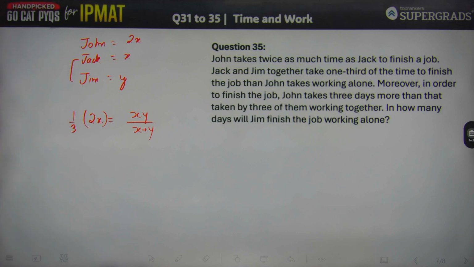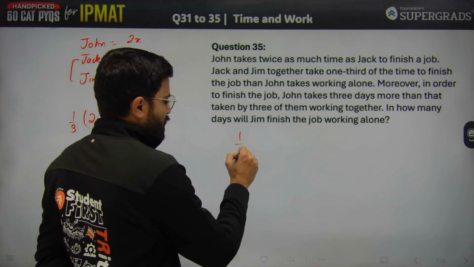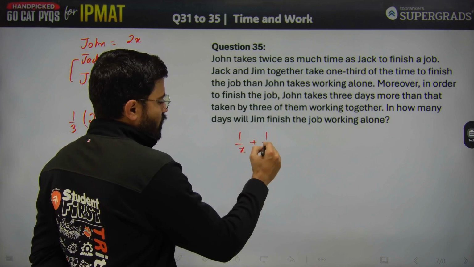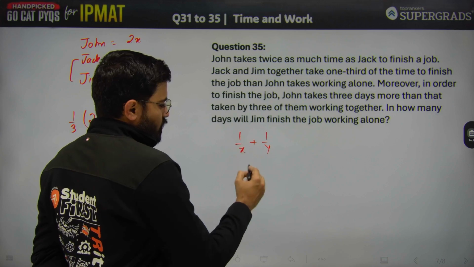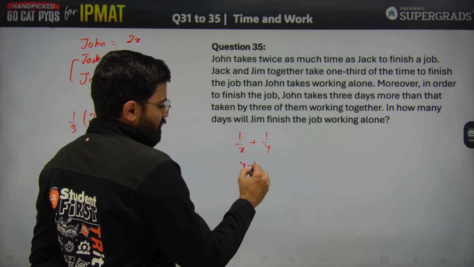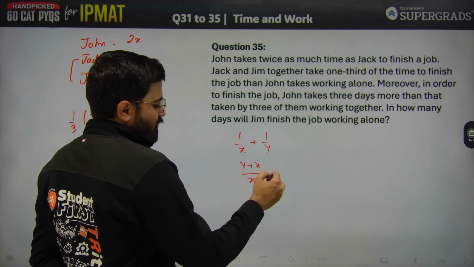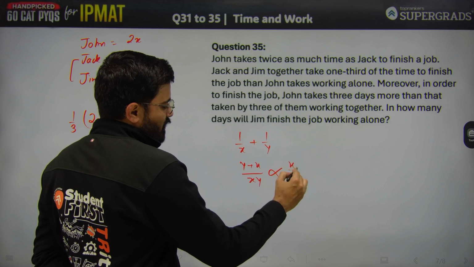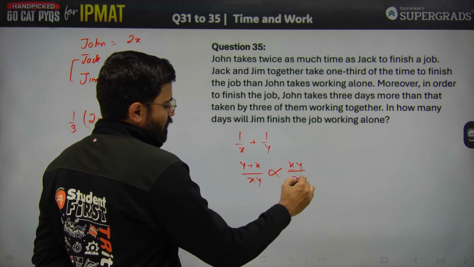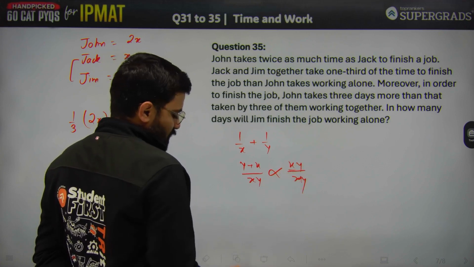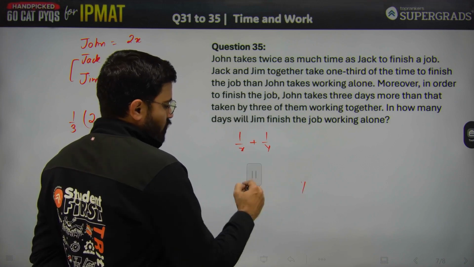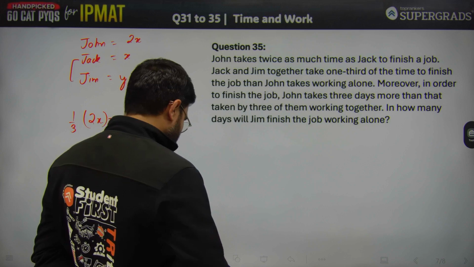This is how we solve, right? 1 upon the time taken together is always equal to 1 upon x plus 1 upon y. So it will be y plus x upon xy. This gives me the efficiency. If I take the reciprocal, xy upon x plus y is the time taken together. So if you have not memorized this, memorize this part.